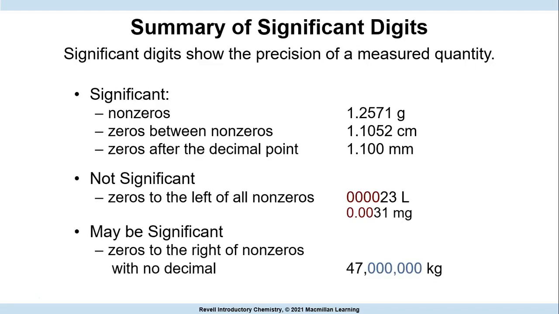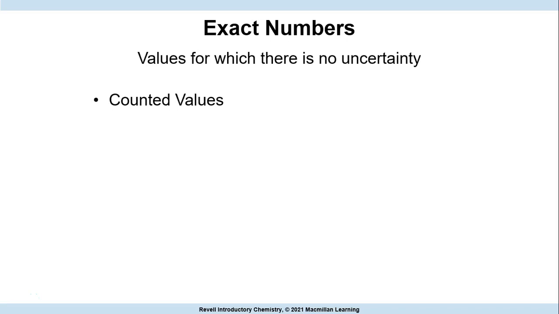And the trailing zeros may be significant or not significant, so it depends on how we define them. Now let's look at what we call exact numbers. For exact numbers, we are going to see two classes of exact numbers. The first class of exact numbers are counted values.